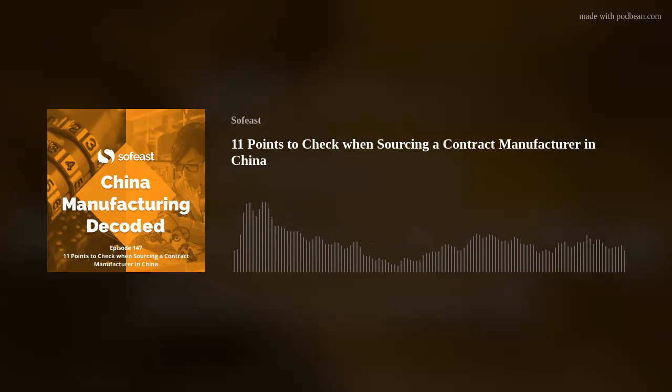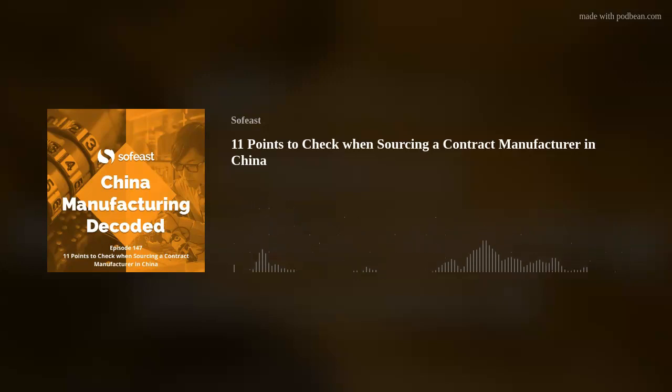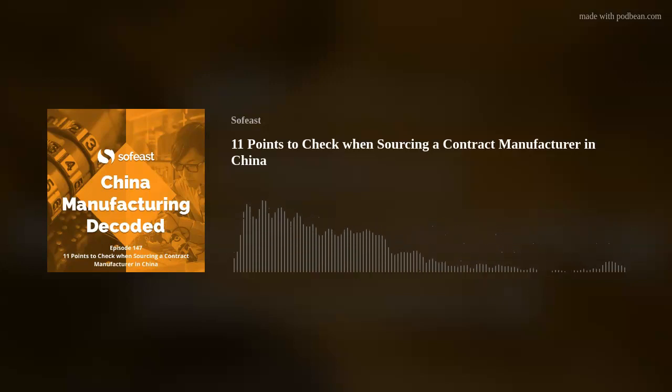They tend to work with contract manufacturers, not OEM or ODM, because they want to have control. They want to have control over the product, right? So that's just a short definition.